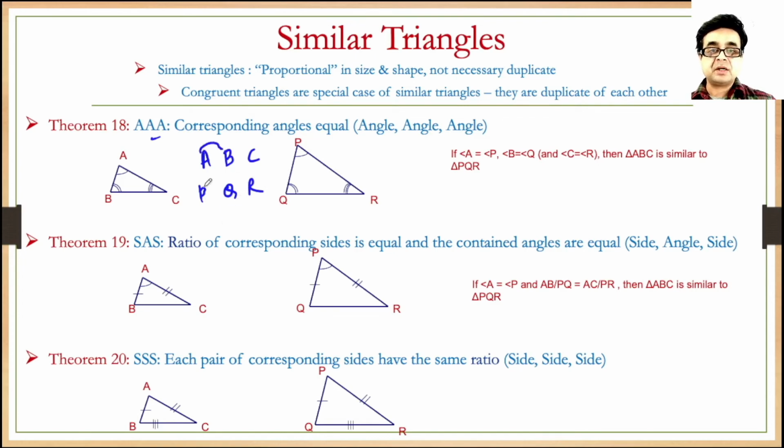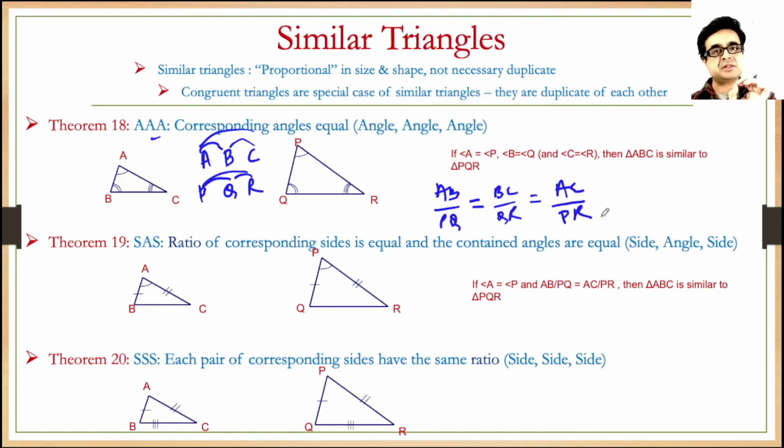and hence the sides will be in equal ratios. So AB divided by PQ would be equal to BC divided by QR, would be equal to AC divided by PR. If you don't write the triangles in this kind of nomenclature where the corresponding vertices are written down, then you will make an error because you would come up with wrong ratios. So the nomenclature on how to write similar triangles is of utmost importance. Please practice it as much as possible.